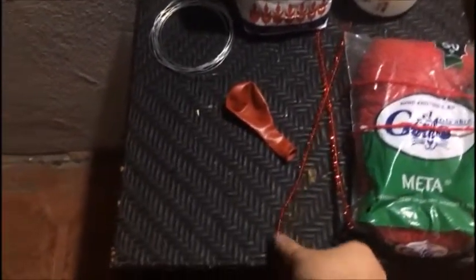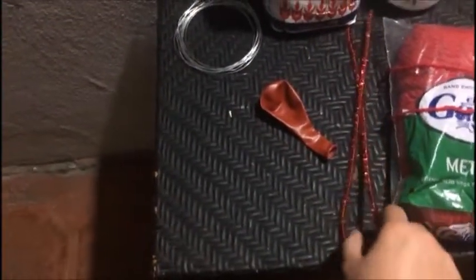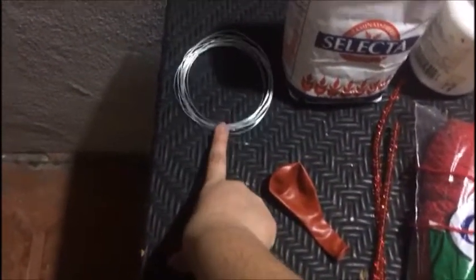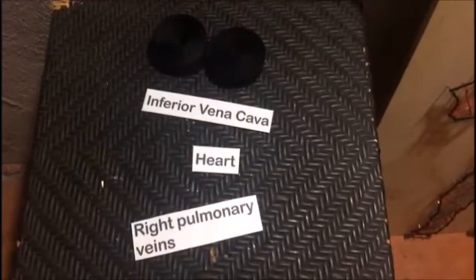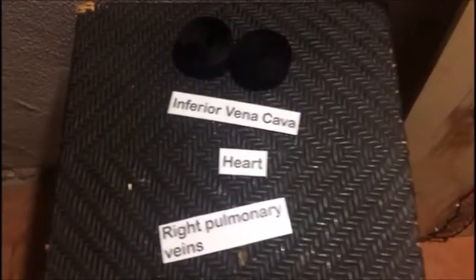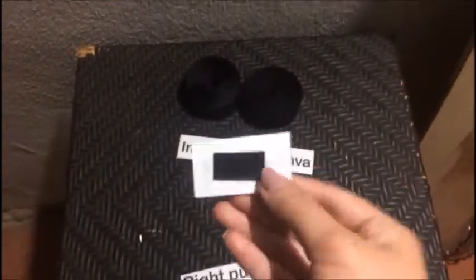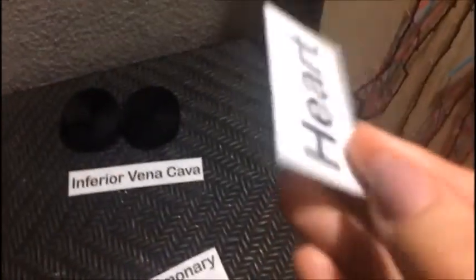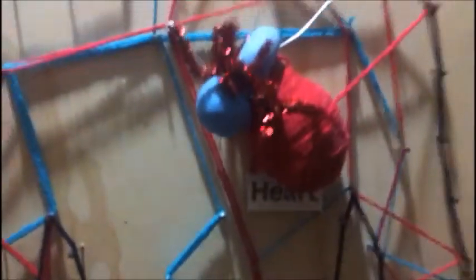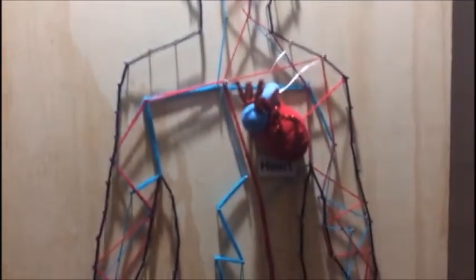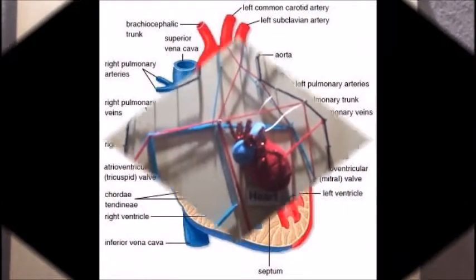The pipe cleaners we use to make the aorta, and the wire we use to put it in the model. To make our model interactive, we chose to make some labels and put Velcro on the back so that the kids can put them where they are supposed to be. And this way the kids will learn faster where the parts of the circulatory system are.